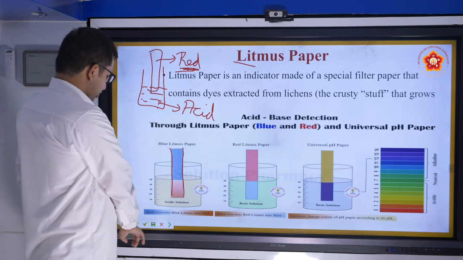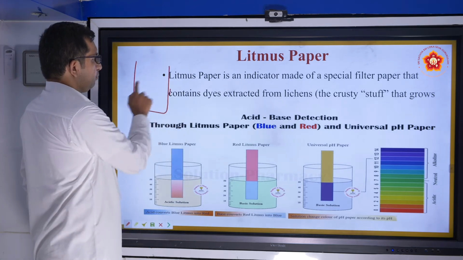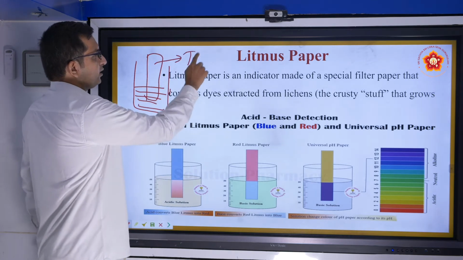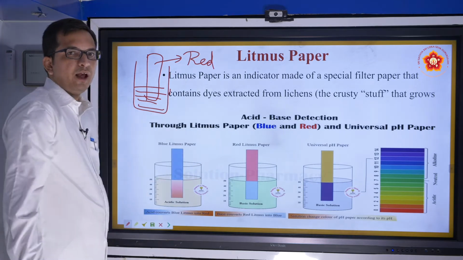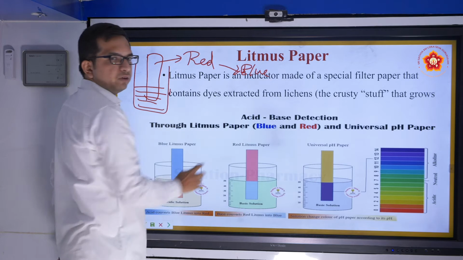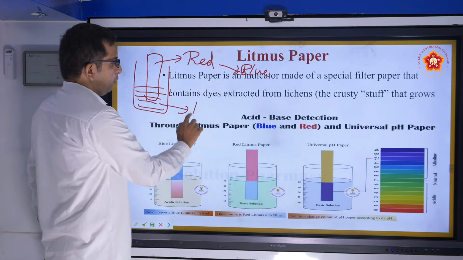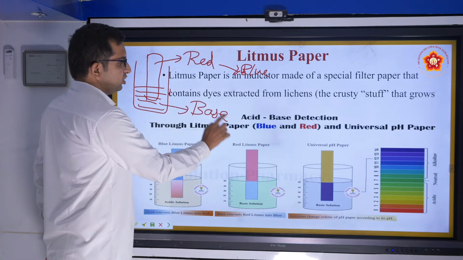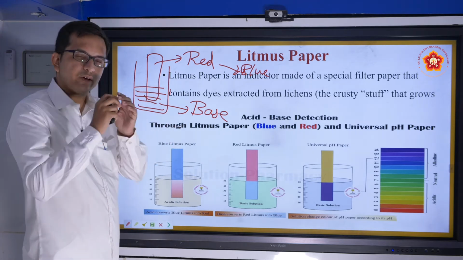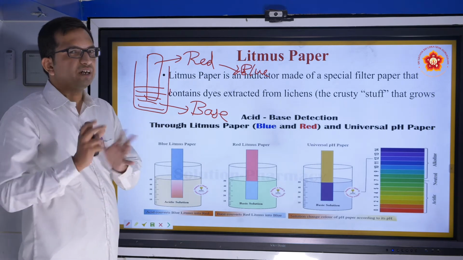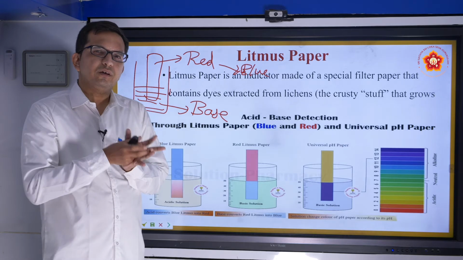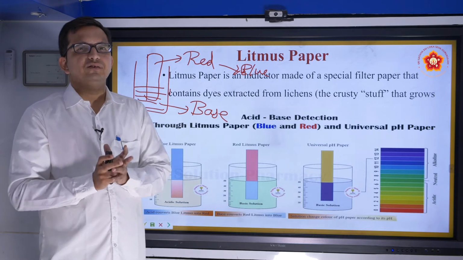Suppose I introduce a red colored litmus paper into the beaker, and if it turns from red to blue, then it indicates that the compound present here is essentially a base. The other way around, if you put a blue litmus paper, it will remain the same color. So please understand that red coloration indicates the presence of acids, and blue coloration indicates the presence of bases.